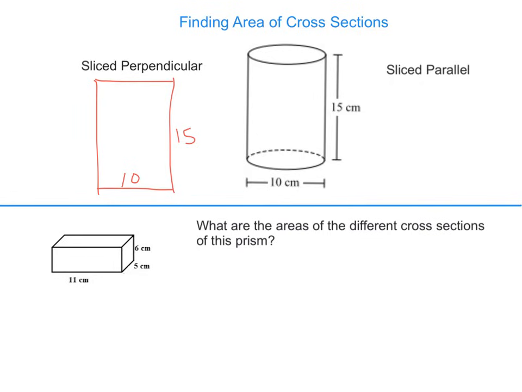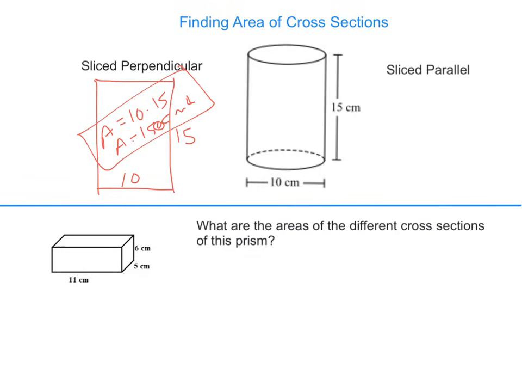So the area of this, area equals base times height, right? 10 times 15. So the area of the cross-section is 150 centimeters squared. Okay? Pardon the handwriting there. So that's the area of that cross-section.